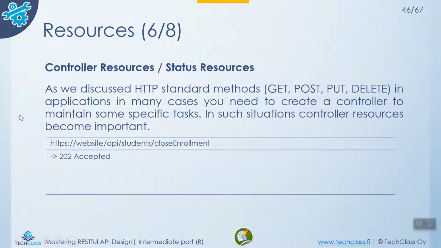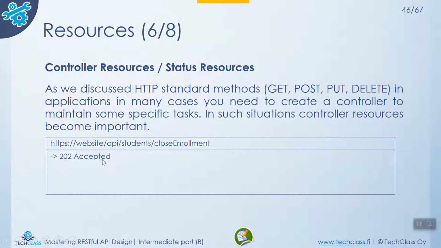And then we have controller resources. Here you can see you are applying some function. So by calling this endpoint, we are closing the enrollment, and then this status is being returned to the client to make sure the job has been done. Because if this status is not being returned, maybe the application is down, maybe it's been stopped for some reason. So we need to make sure the application understood the call and did the action. So we are returning the status code here with 202, which is accepted.